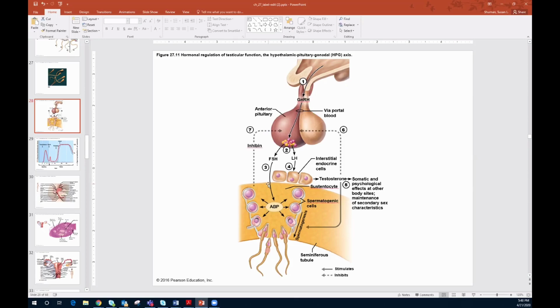All right, so they talk to the sustentacular cells, and they then release the androgen binding protein, which then says, okay, I'm going to take that testosterone made by the interstitial cells, and then I'm going to help with the process of spermatogenesis. So I'm going to make all this stuff happen.